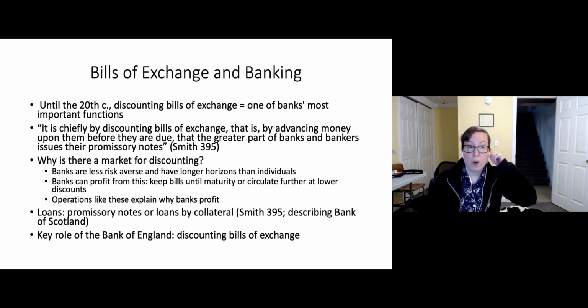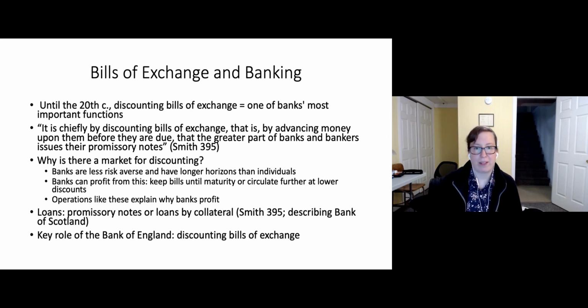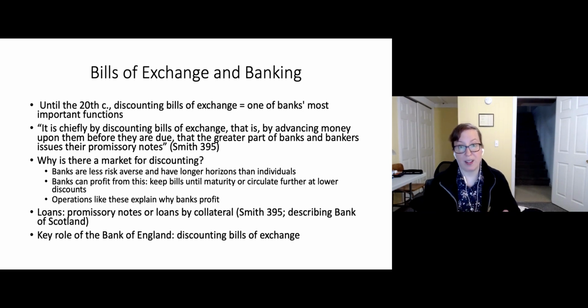So once again, why is there a market for this kind of discounting? Banks are less risk-averse and have longer horizons than individuals. And so banks can, again, use these features of themselves and features of common people in order to make a profit by keeping the bills until their date of maturity. And things like this explain why banks in general are able to make a profit. This is the bank's business.